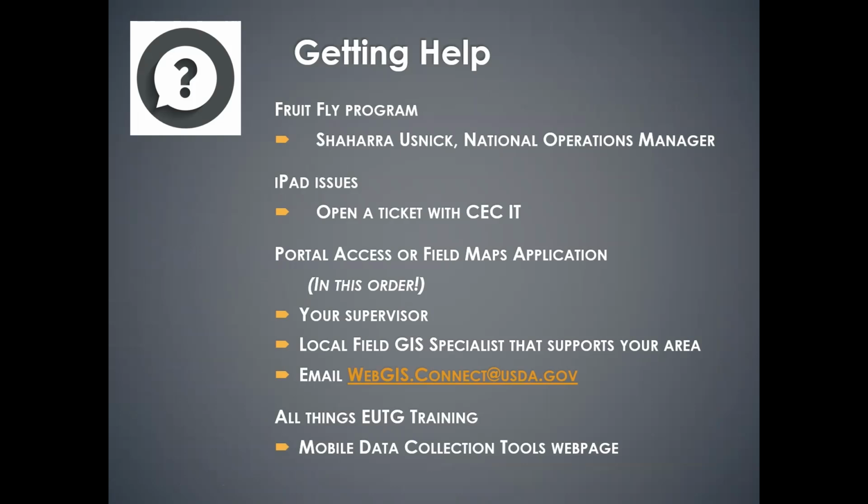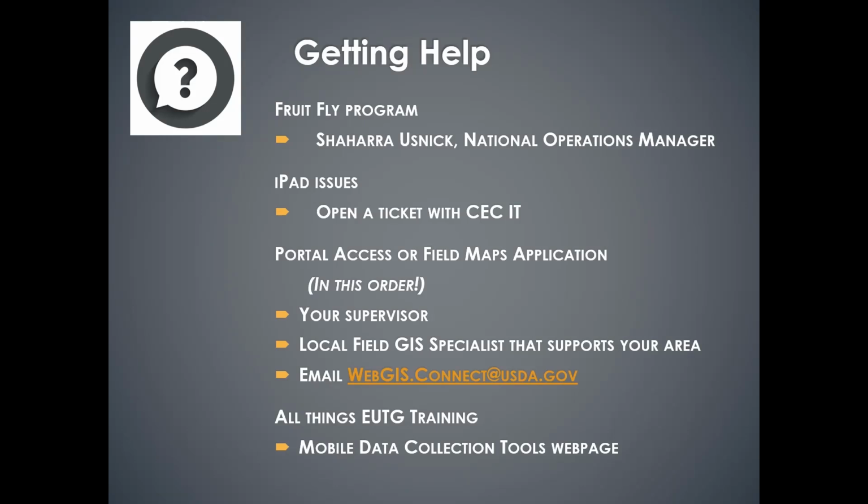Accessing these maps in the first place, or having a role that allows you to add data, or any issues similar to that, start with your supervisor. Your supervisor has to approve your access to the portal, your role, your ability to edit. They also have to approve the map that you have access to. So go to your supervisor first. They may go to the local field GIS specialist that supports your area, and or they might also email webgis.connect at usda.gov. This email is supported by a group. So any kind of oddities there, you've got these resources here for you.